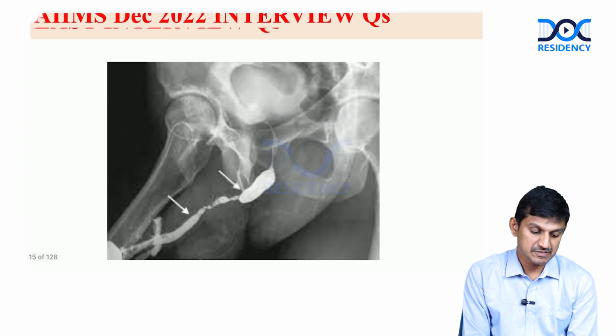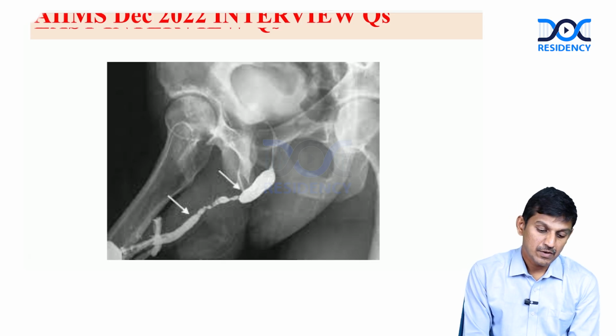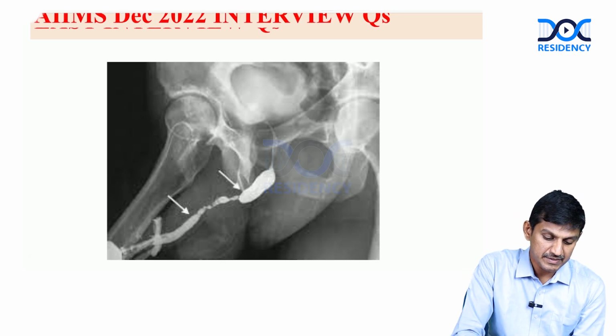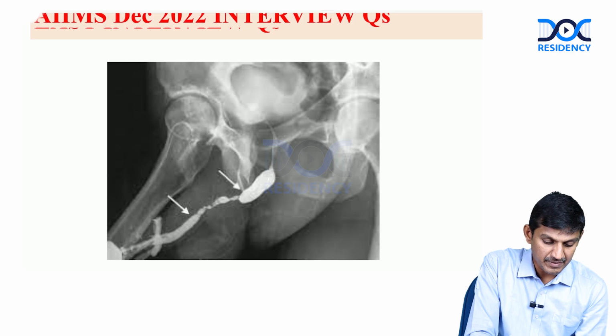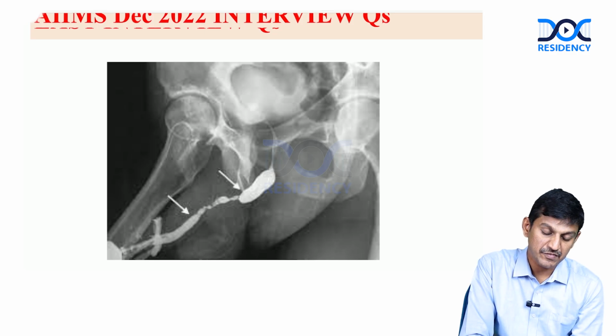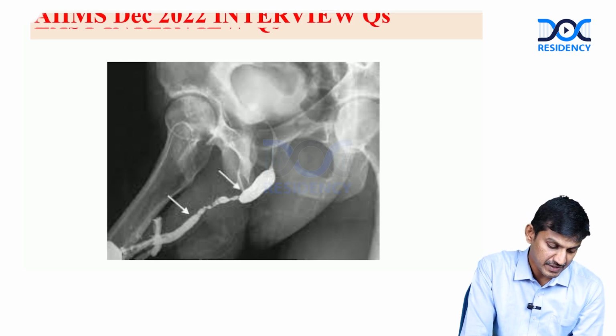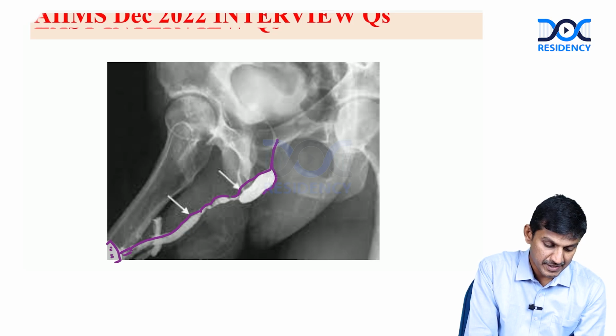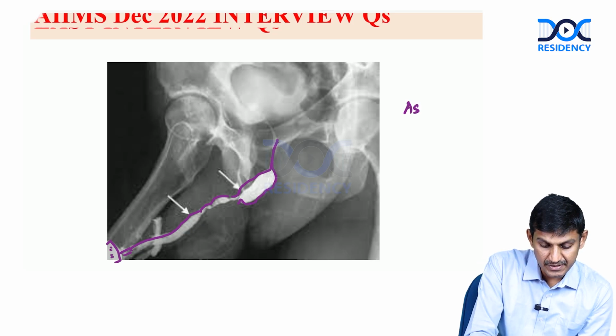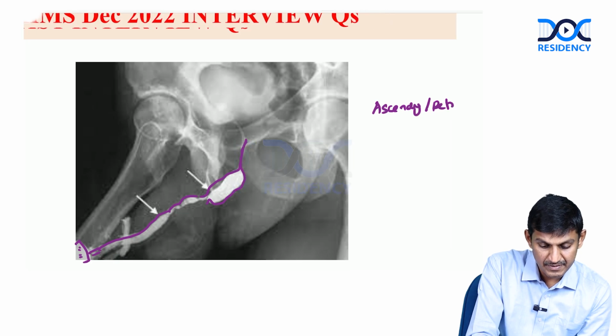Identify this image. Again, a series of images being given. Can you identify what you see here? Remember, you see the obturator foramen. This is a specific image wherein a contrast injection is being pushed into the urethra. This image is called an ascending or retrograde urethrogram.